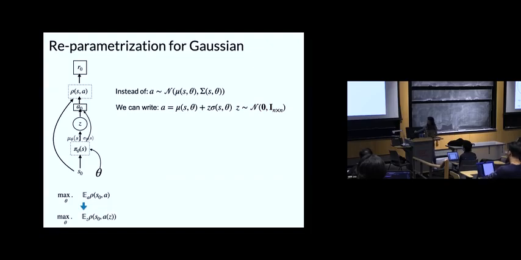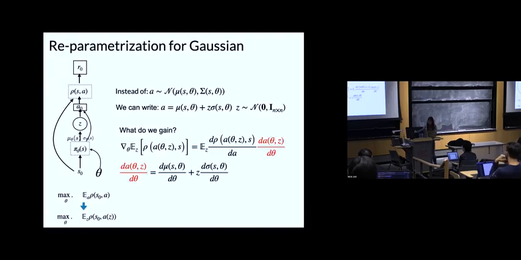Actually, who wants to tell us what is this d alpha d theta? It's very simple here. It's d mu d theta plus z sigma d sigma d theta. Exactly. That's it. So d alpha d theta is now d mu d theta plus z times d sigma d theta. And who's going to give me the d mu d theta and d sigma d theta, by the way? Who's going to give me these derivatives?